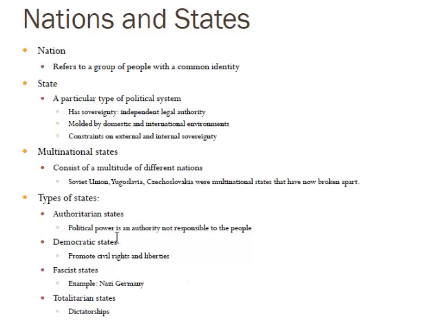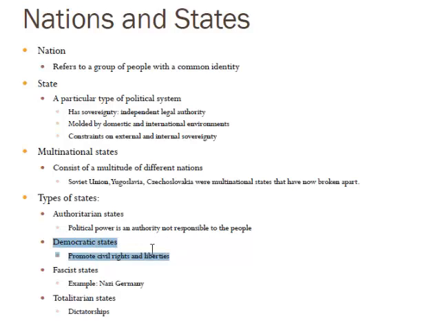In terms of types of states, you have authoritarian states, which basically means you have governments that are not responsible to the people, governments with dictators or kings that don't get elected and they don't really have an interest in caring what the people think.